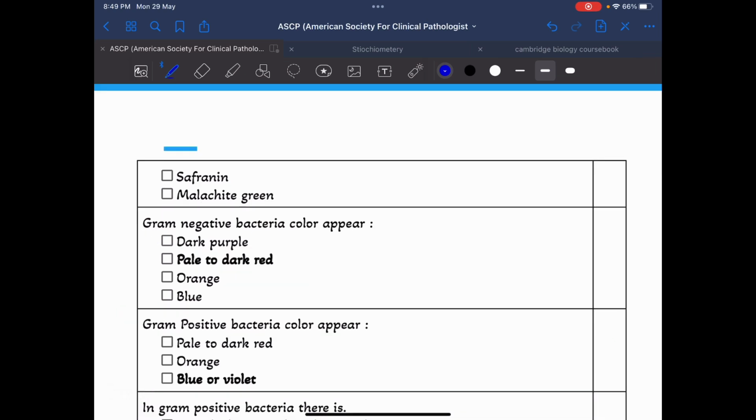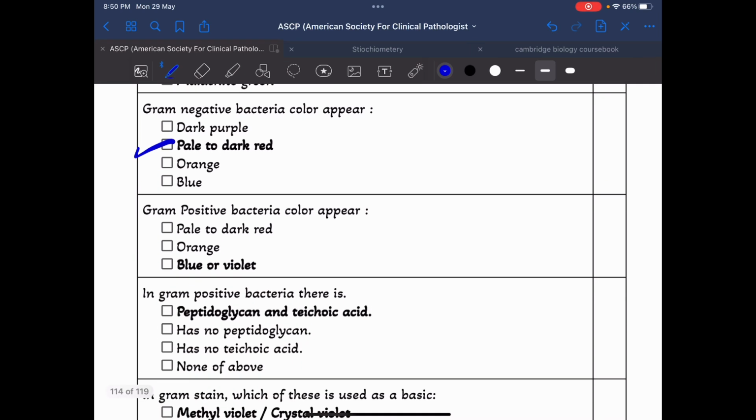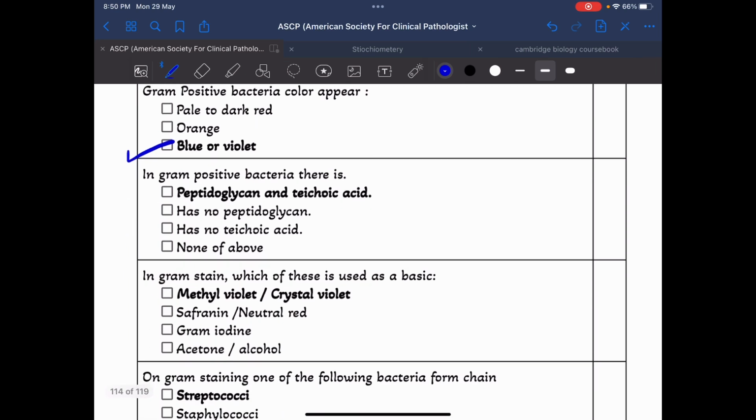Gram-negative bacteria color appearing under microscope: dark purple, pale to dark red, orange, blue. The correct answer is pale to dark red. Gram-positive bacteria color appears pale to dark red, orange, blue or violet. The correct answer is blue or violet. In gram-positive bacteria, there is peptidoglycan and teichoic acid, has no peptidoglycan, has no teichoic acid, none of the above. Gram-positive bacteria have peptidoglycan and teichoic acid.